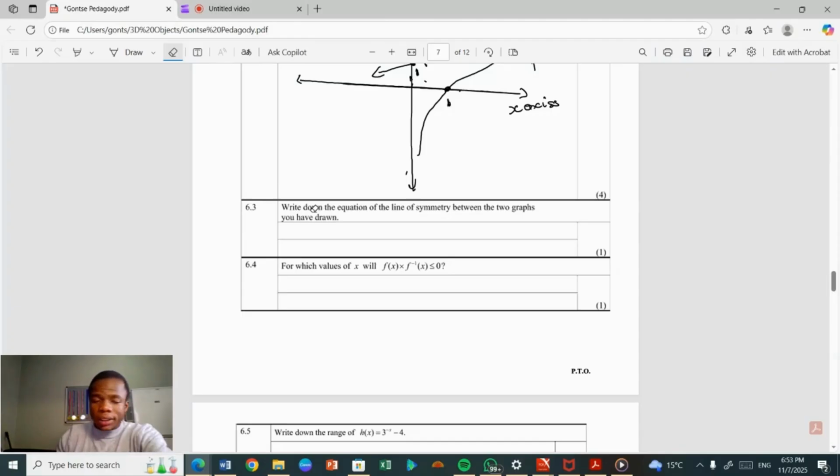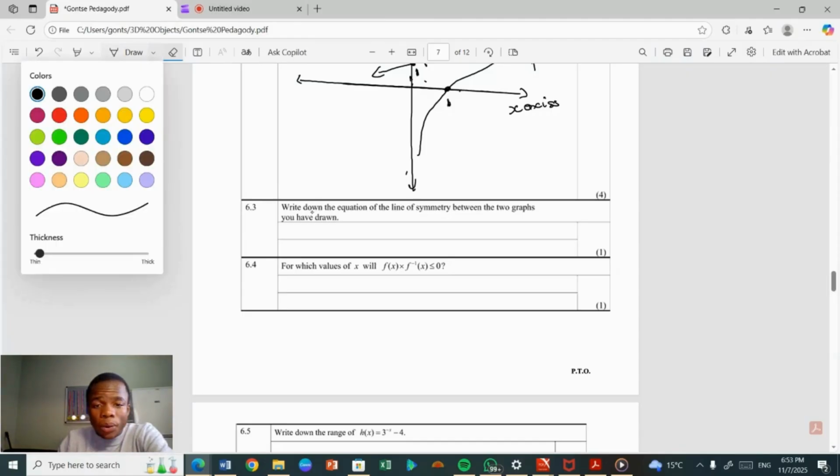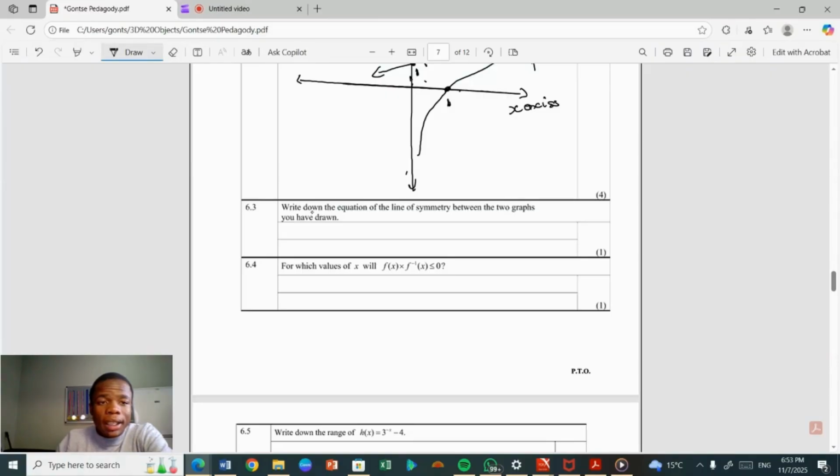Okay, 6.3. Write down the equation of the line of symmetry between the two graphs you have drawn, right? Then the line of symmetry is y is equal to x. So this is your equation of the line of symmetry. Then they ask for which values of x will f of x multiplied by the inverse of x be less than or equal to 0. Then it means that 0 is less than x and is less than or equal to y.